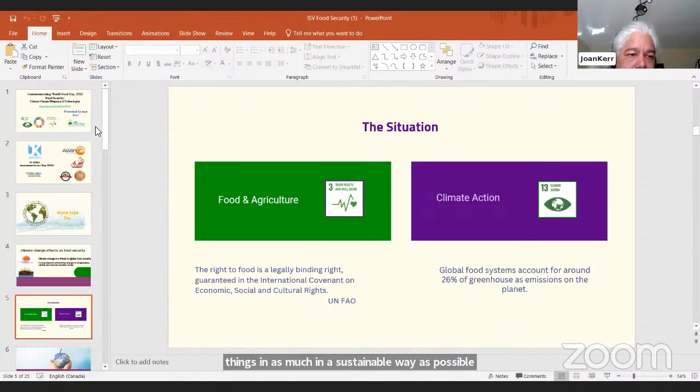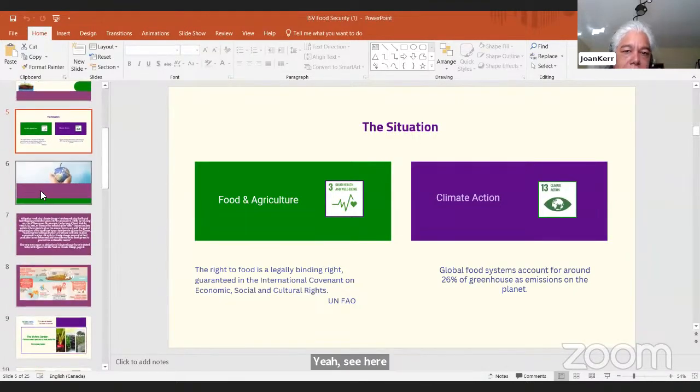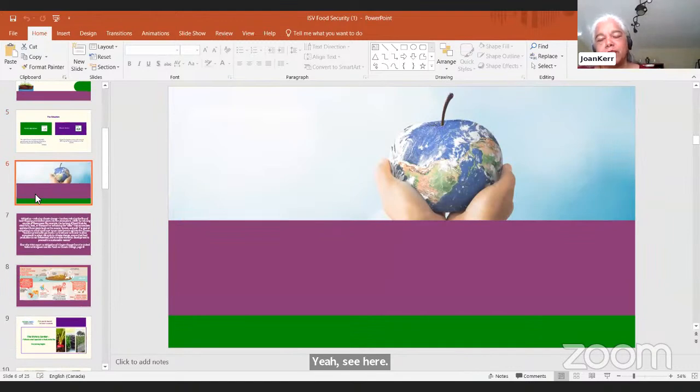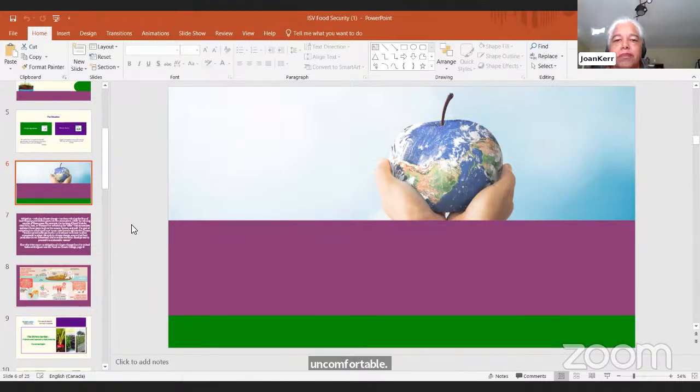And let me see here. So when we talk about, I'm sorry, I keep moving because I face my window, and the sun is coming through. So forgive me if I keep moving. It's not because I'm uncomfortable.